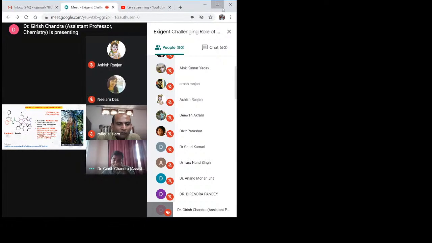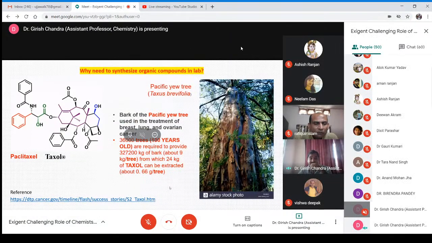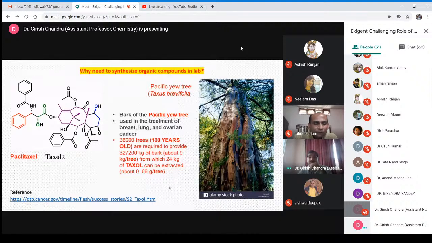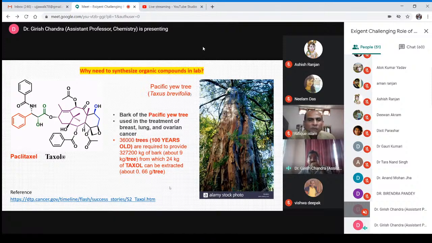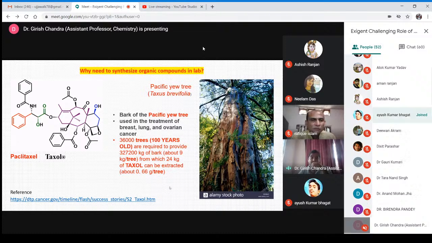And if you synthesize this kind of compound, then obviously the cost of this compound will be very, very high. I remember in the last 10 years, during 2010, the cost of one Taxol medicine was 12,000 per tablet. 12,000 per tablet. Very costly. The question arises, is this the real cost of this medicine?